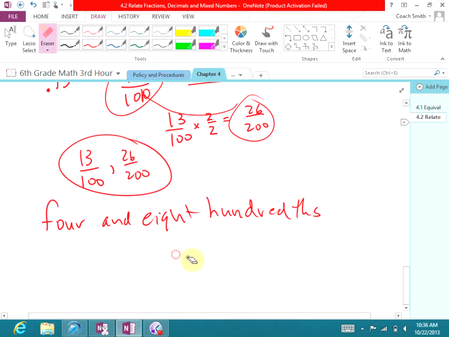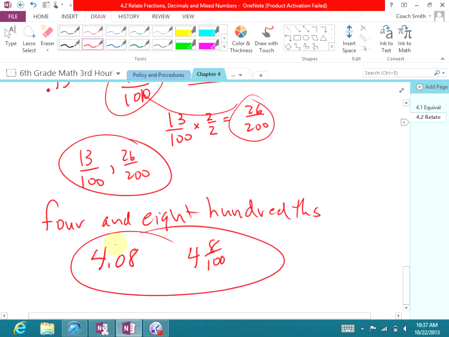Okay, that a little better. 4.08. Now, what is the fraction? What is the fraction that number represents? Okay, listen to what I'm saying. What is the fraction that those words represent? Celine? 4 and 8 over 100. Those two would be your answer.